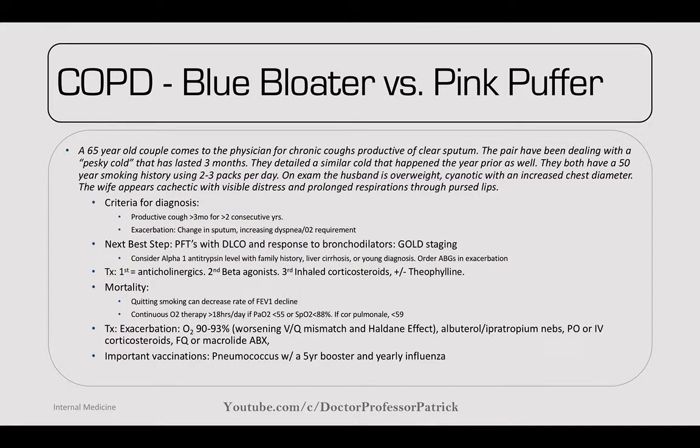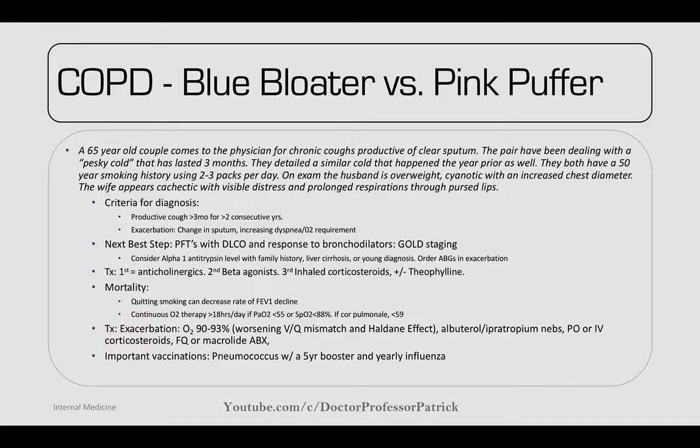So the most common illness script that we would have here for COPD is the blue bloater and the pink puffer. So we've got a 65-year-old couple that comes to the physician for chronic coughs with clear sputum. The pair have been dealing with a pesky cold that lasts for 3 months. They detailed similar colds that happened the year prior as well. They have a 50-pack year smoking history with 2 to 3 packs per day. On exam, the husband is overweight and cyanotic with an increased chest diameter. The wife appears cachectic and in visible distress with prolonged respirations through pursed lips.